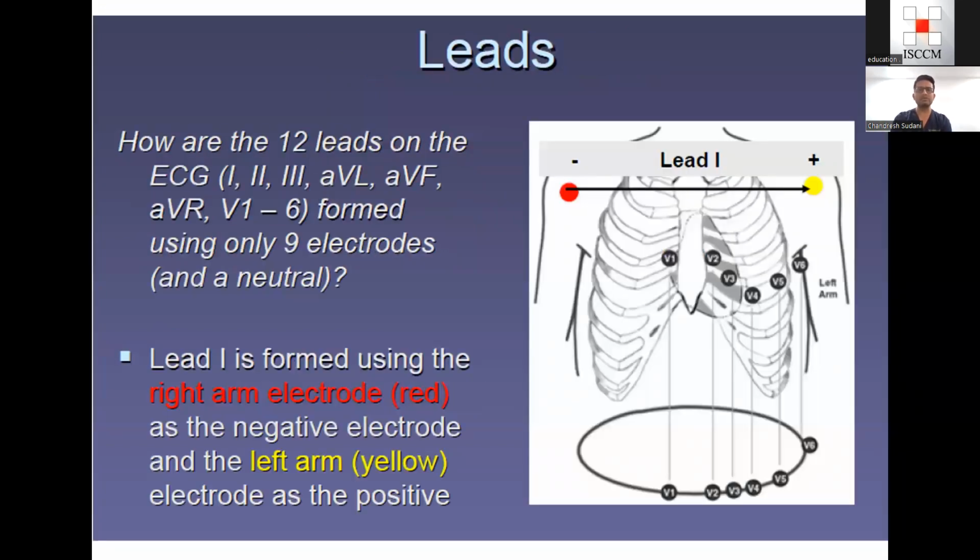Now, with the help of these 9 electrodes, we are forming almost 12 leads. Lead 1 is formed using the right arm electrode, generally indicated by the red color, as the negative electrode, and the left arm, which will most of the time be positive.